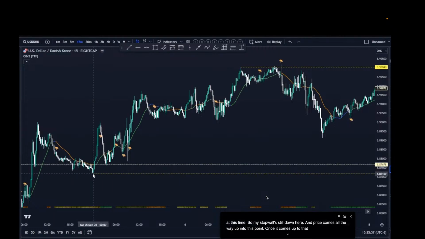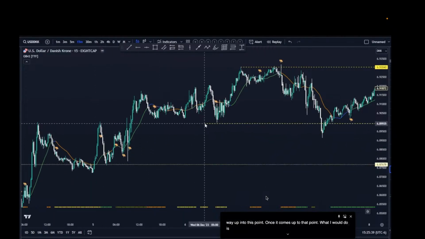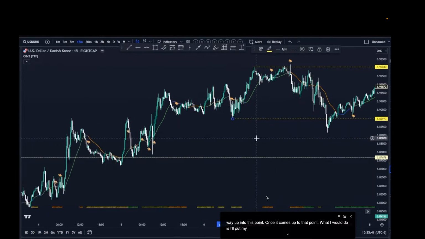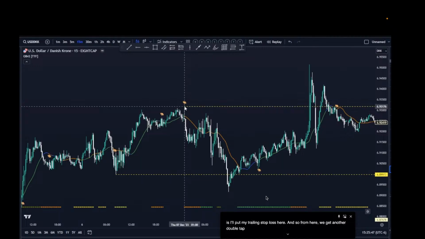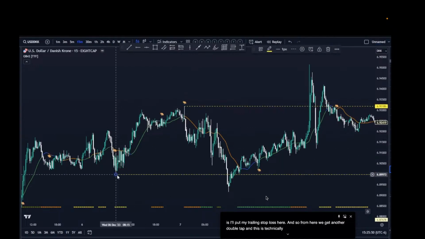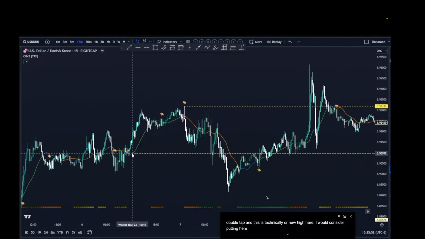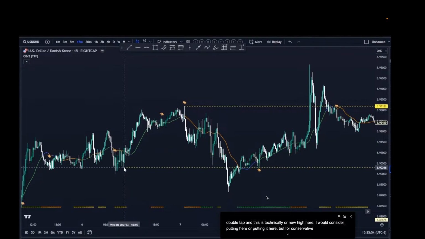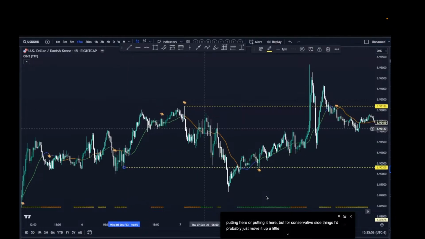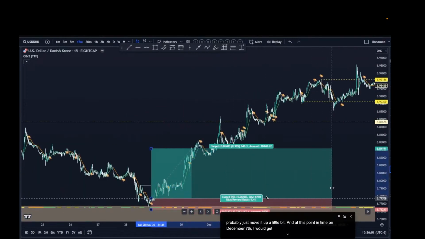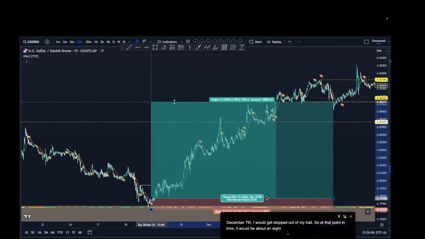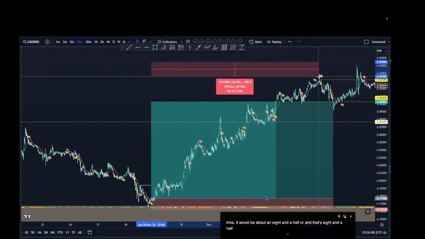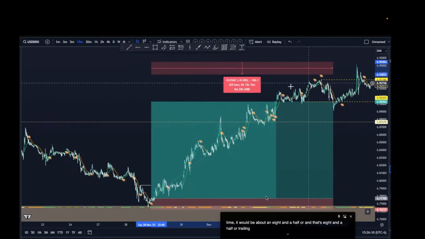Once it comes up to that point, what I would do is put my trailing stop loss here. And from here, we get another double tap, and this is technically our new high. I would consider putting it here or here, but for a conservative side of things, I'd probably just move it up a little bit. And at this point in time, on December 7th, I would get stopped out of my trail. At that point it would be about an 8.5 R, and that's an 8.5 R trailing for 8 days.